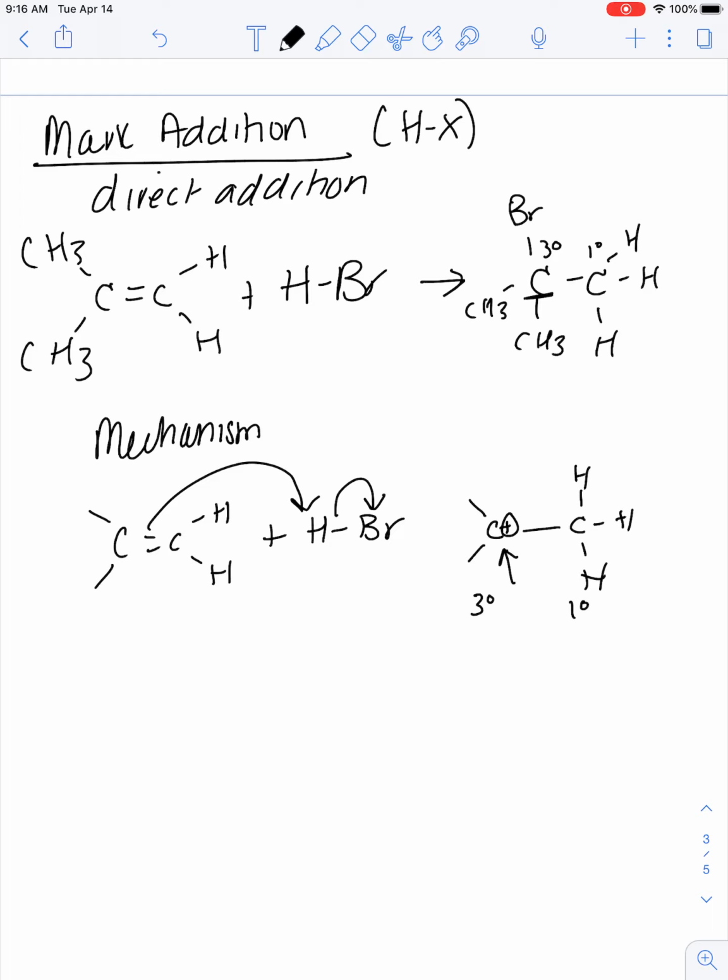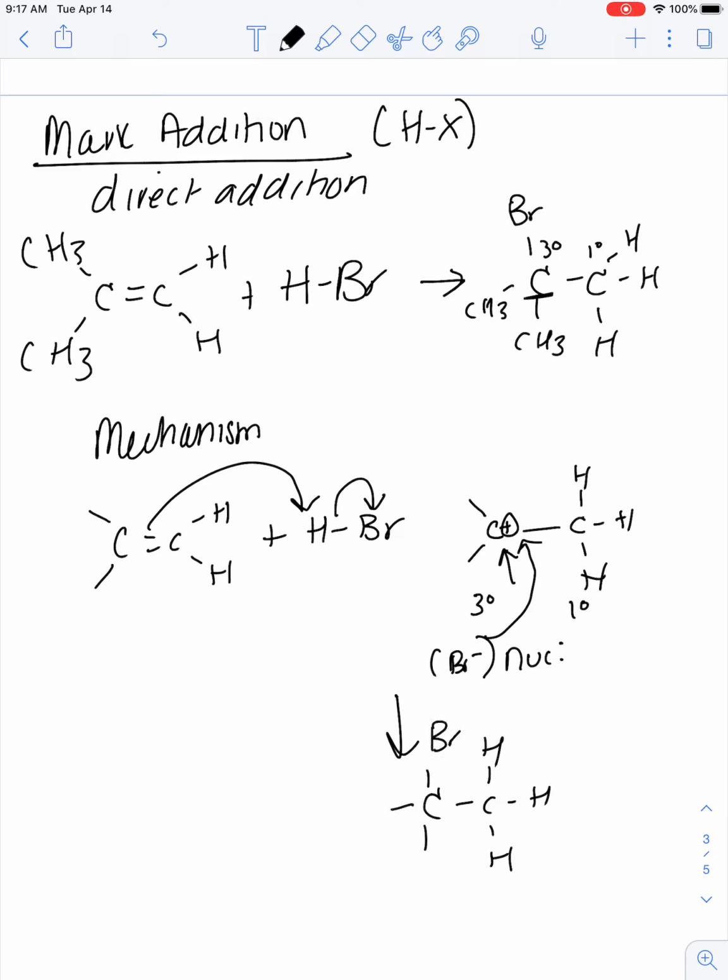So what will happen is we will have the attack of our nucleophile, which in this case is going to be our bromine. Bromine is going to come in here now, and the halide, or bromine, is going to attack that carbocation. So what we're going to be left with is this product here.